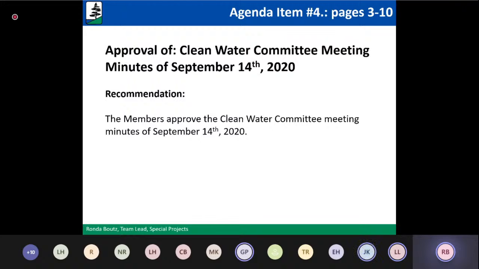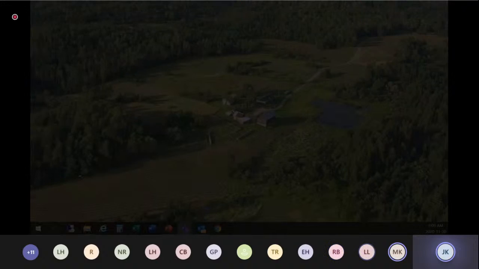We're on to item number 4, request for approval of the Clean Water Committee meeting minutes of September 14th. I hope everybody's had a chance to review them. I saw Andre move. Yes. We need a seconder. Michelle, did you put your hand up? I did, Madam Chair. Thank you. Any discussion, errors, omissions?